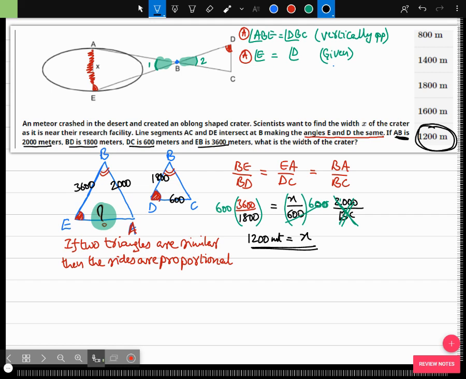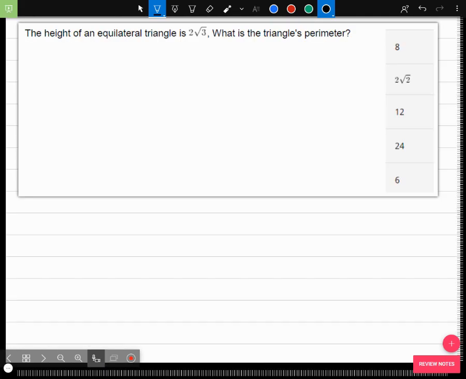Okay? Questions, please. Let's go to the next one. The height of an equilateral triangle is 2 root 3. What is the triangle's perimeter?